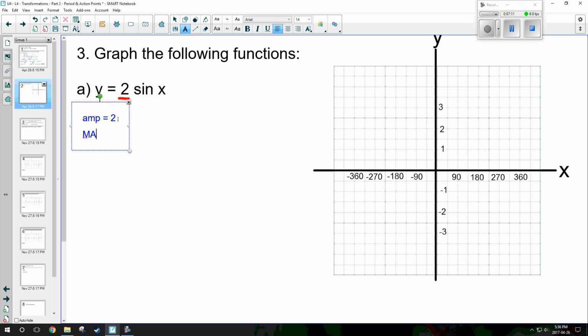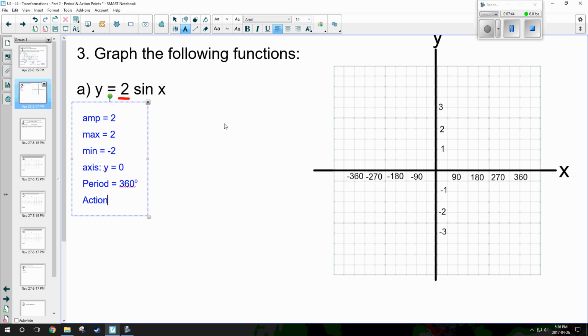And remember, that changes our maximum and our minimum. Our maximum then is a positive 2. Our minimum is a negative 2. And we know that our axis is that y has to equal 0 because that's one of the things that didn't change. We know that our period has to be 360 degrees because that is something that also doesn't change when our amplitude is changed.